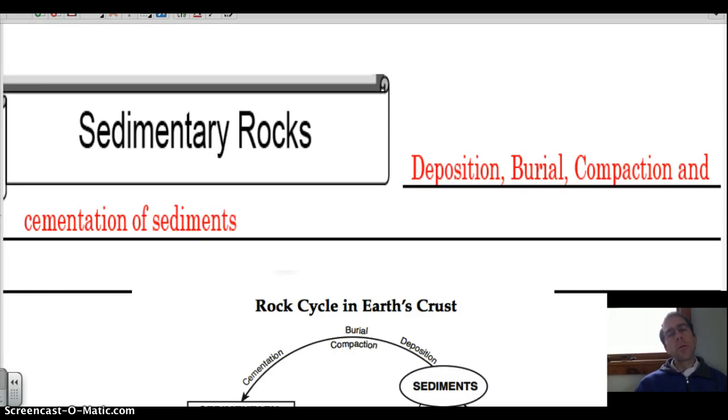Hi, so these are notes on sedimentary rocks, and sedimentary rocks are formed when sediments, pieces of little rock, are weathered and eroded from other rocks. Could be igneous, metamorphic, sedimentary rocks that break up. They get carried away by streams or rivers or glaciers or wind. They get deposited, buried, compacted together, and then they get cemented together.